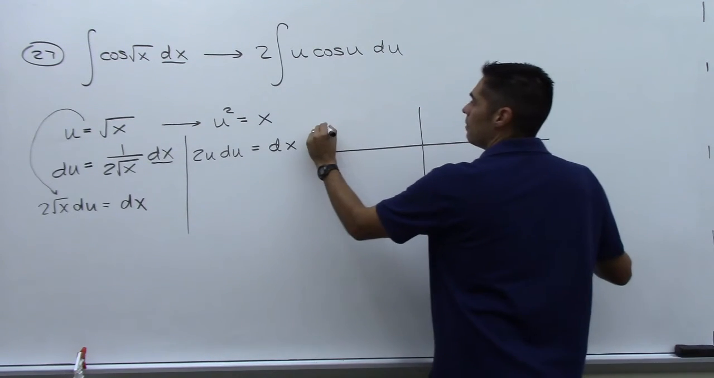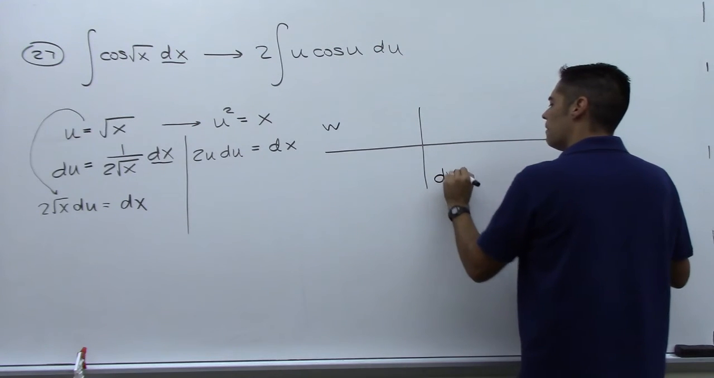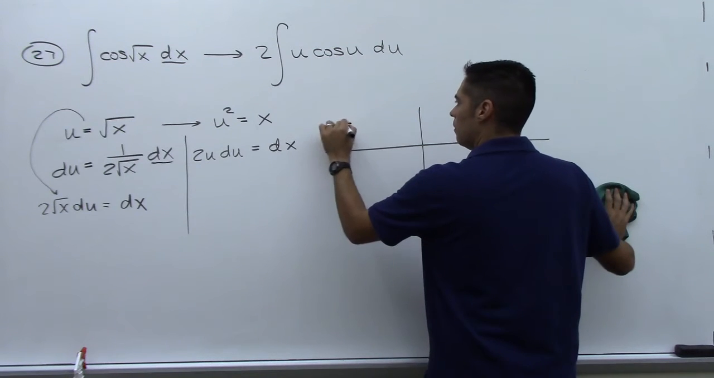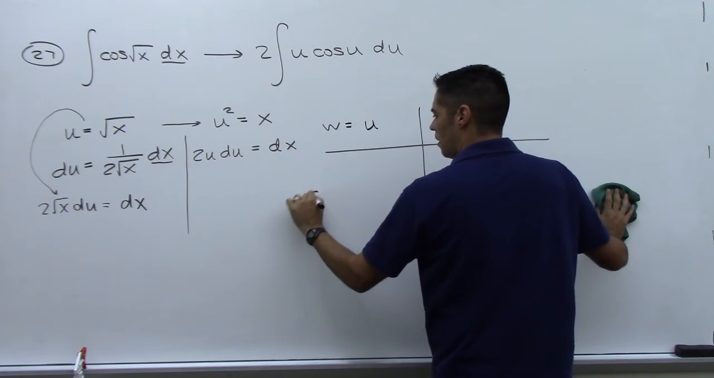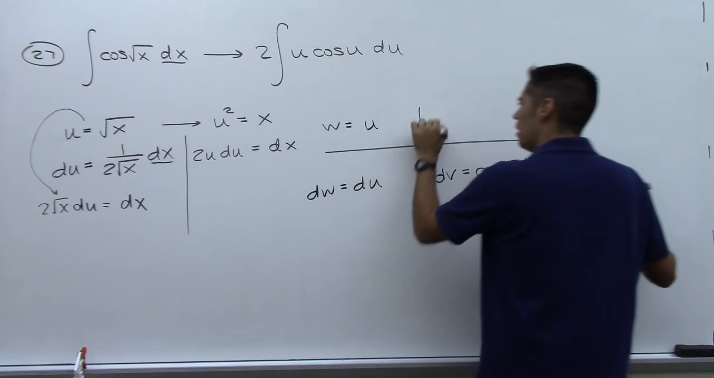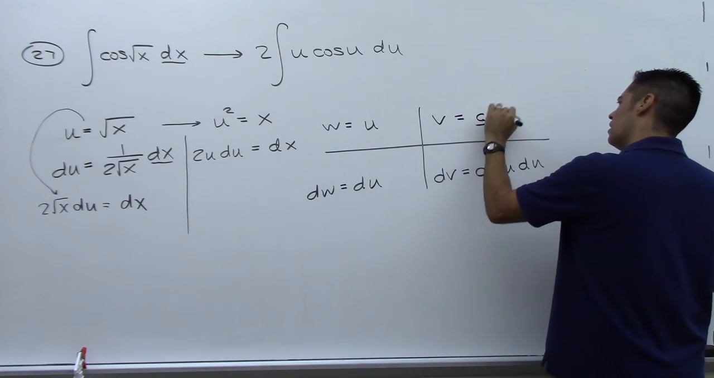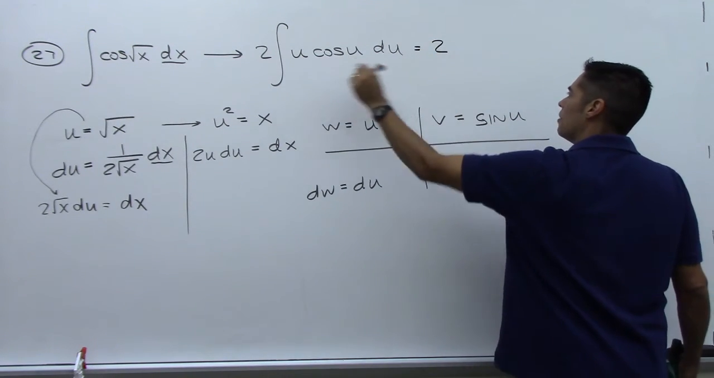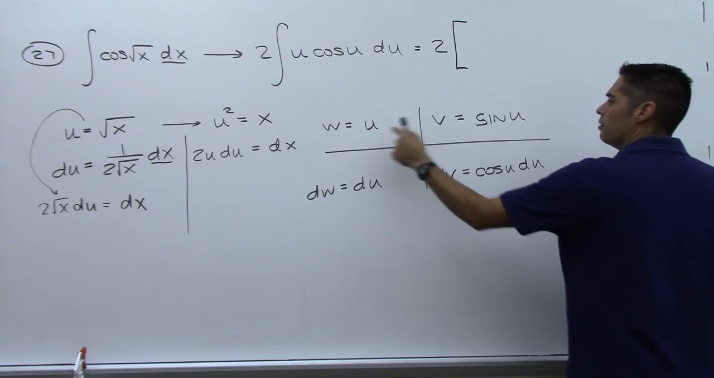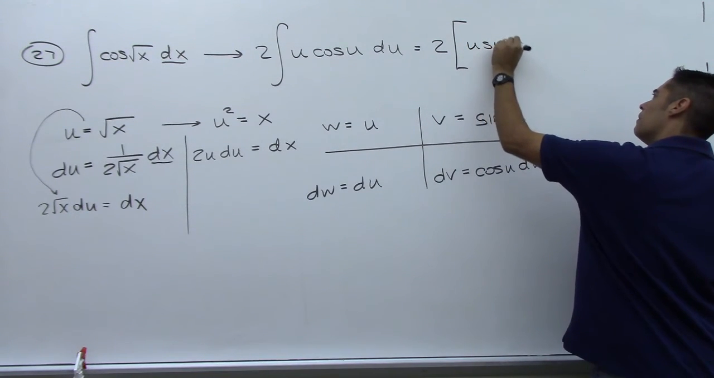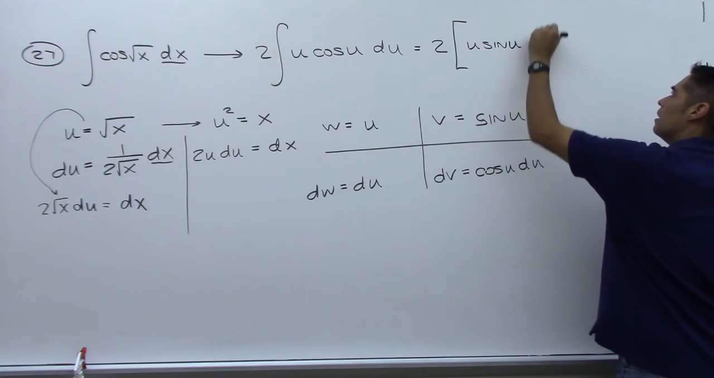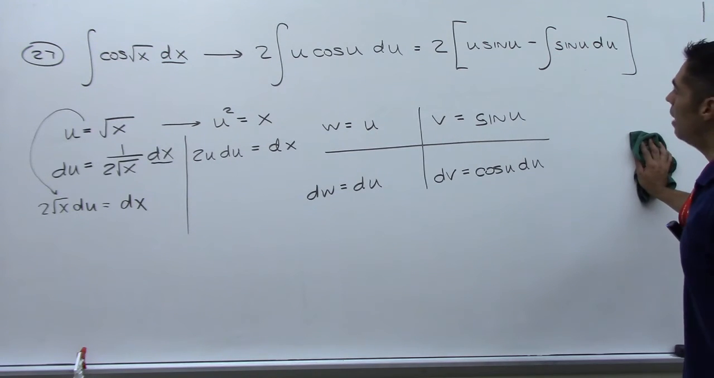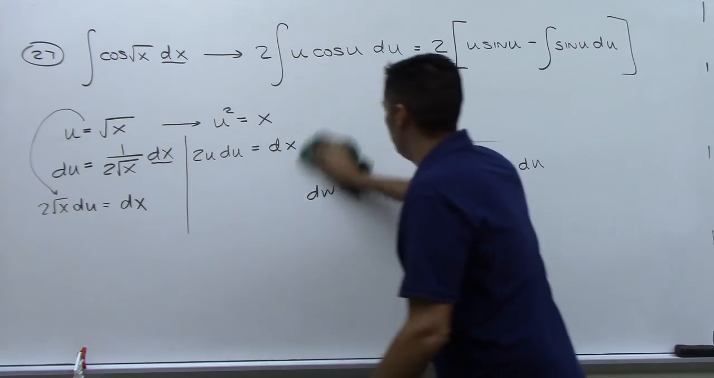I can't use u, so I'm going to use w. I'll still use dv here. dv has to be cosine u du. w is u, dw is du, v is sine u, integrating up. So this integral becomes 2, don't forget the 2 on the outside, then u v minus integral v dw, minus integral sine u du. And I should be able to do that. Antiderivative of sine, I can figure that out.